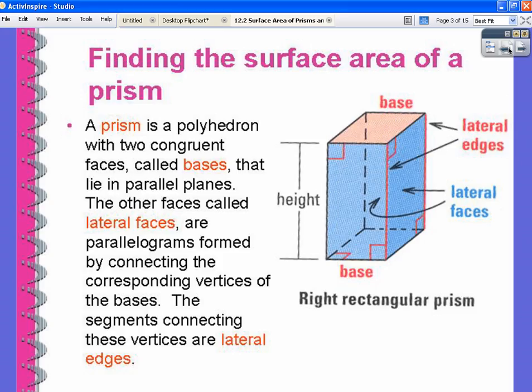Okay. See what I'm saying with that? We categorize, we classify the prism based on the shape of the base. So if the base is a rectangle, it's a rectangular prism. If the base is a square, it's a square prism. Now, if the height happens to also match the length of the sides of the square, then that square prism would actually become a cube. But that's only if the height is right. Otherwise, it's just a square prism.